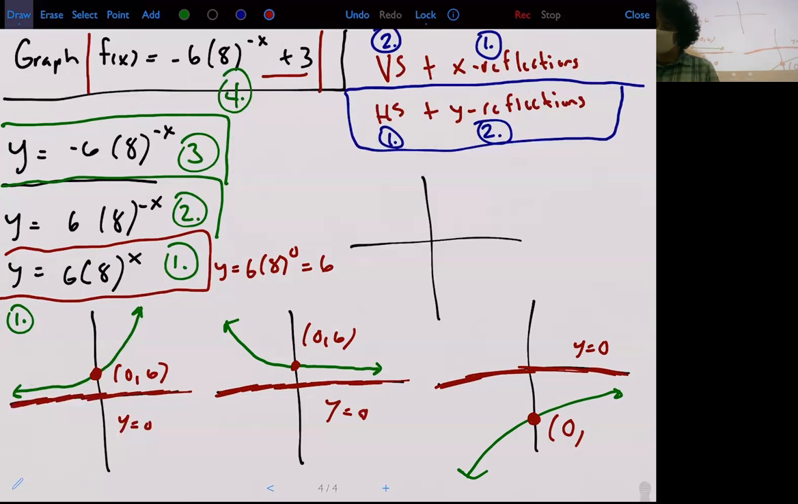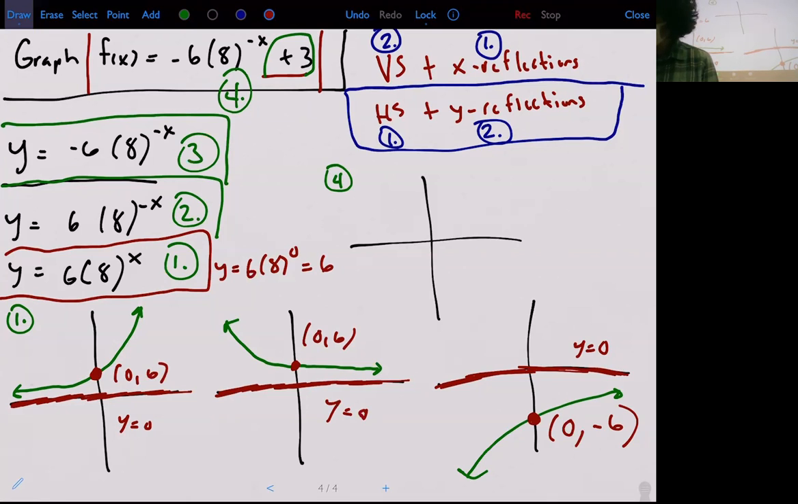Yeah, so it's going to be negative 6, since all the y values are just multiplied by a negative 1. All right, and so now we're finally at graph number 4 up here, and we're just shifting our graph up by 3 units.